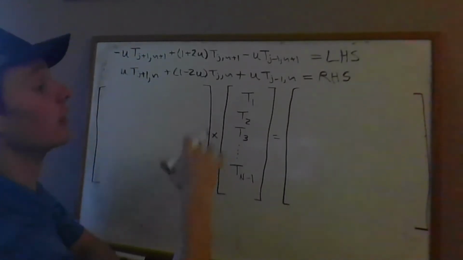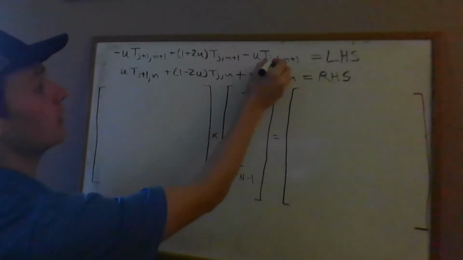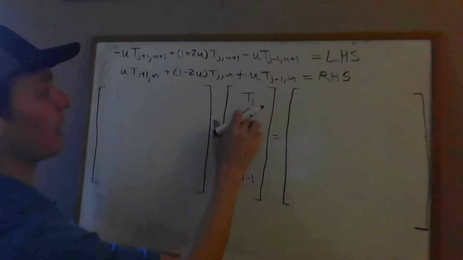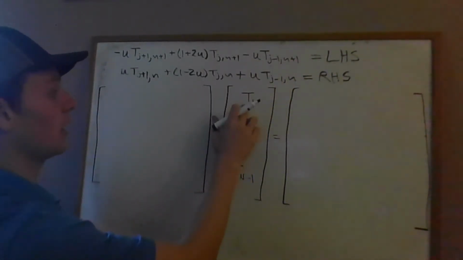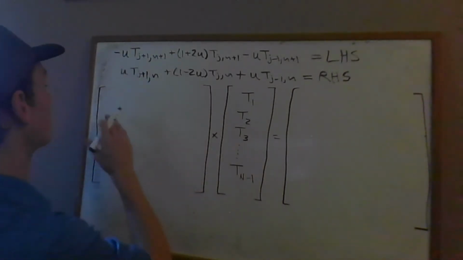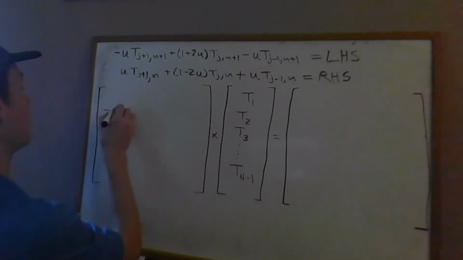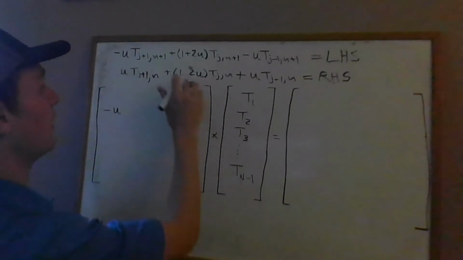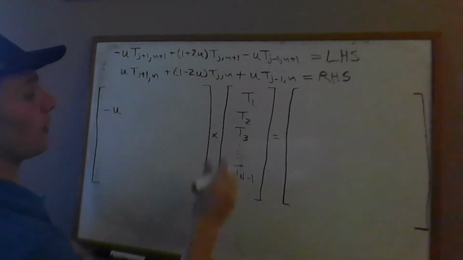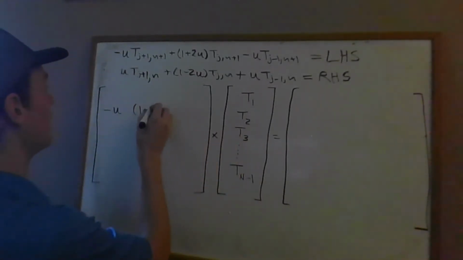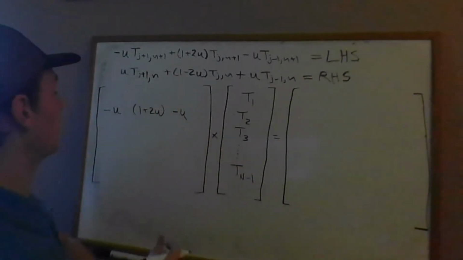Remember that this is going to be done row by column, of course. So if we begin with j equals 2, our first term there is negative u multiplied by j minus 1, which is 2 minus 1, so multiplied by T sub 1. That will correspond to column 1 here, but we are in the second row of our matrix, so this is going to be negative u. And then the next term is going to be 1 plus 2u, multiplied by T sub 2, and then we have minus u multiplied by T sub 3 there.